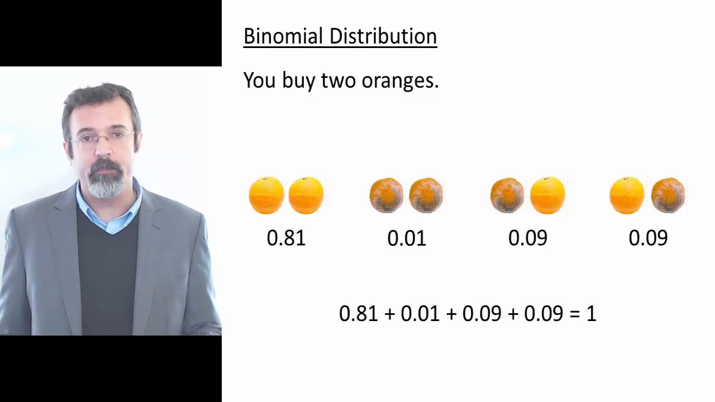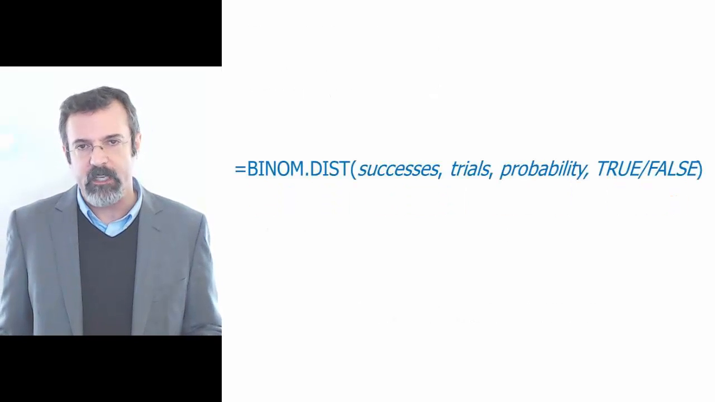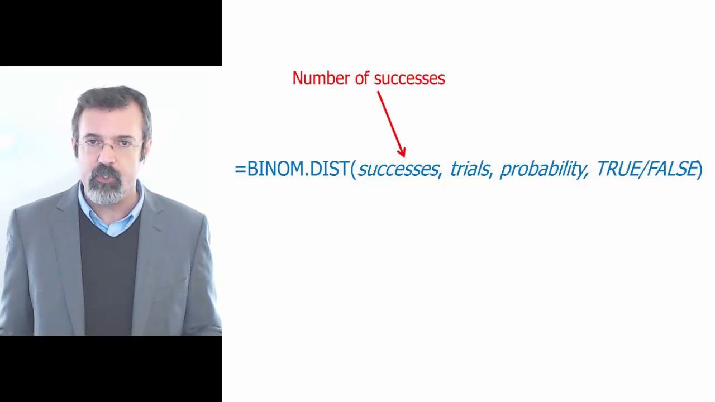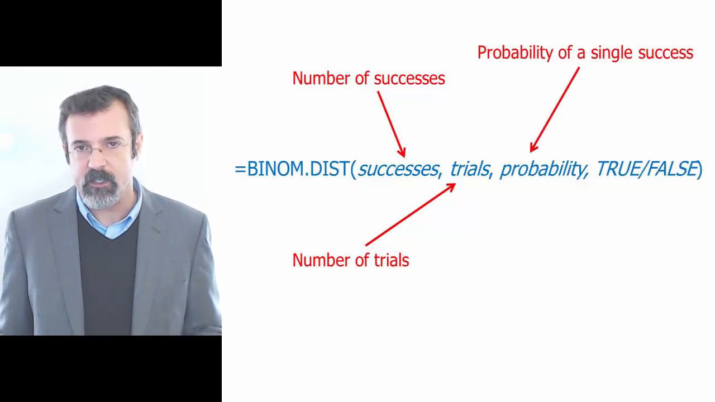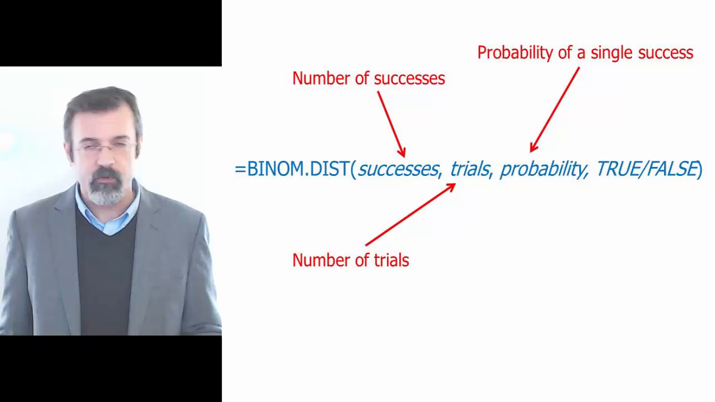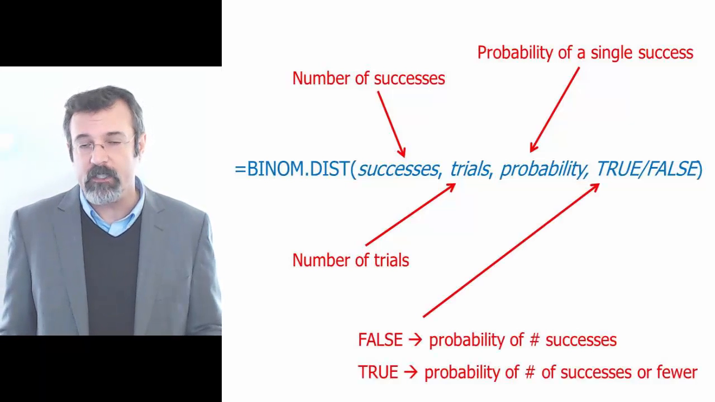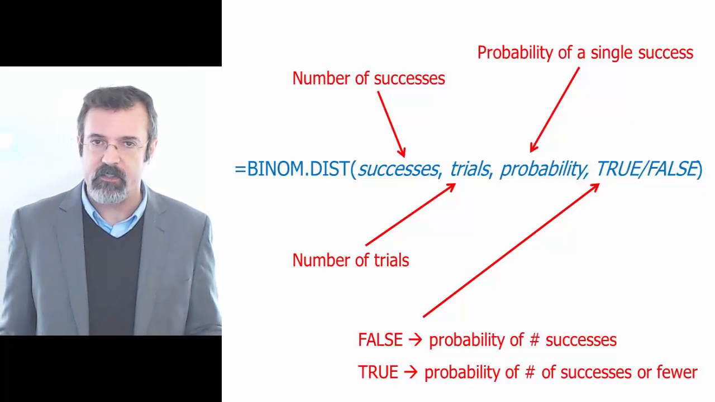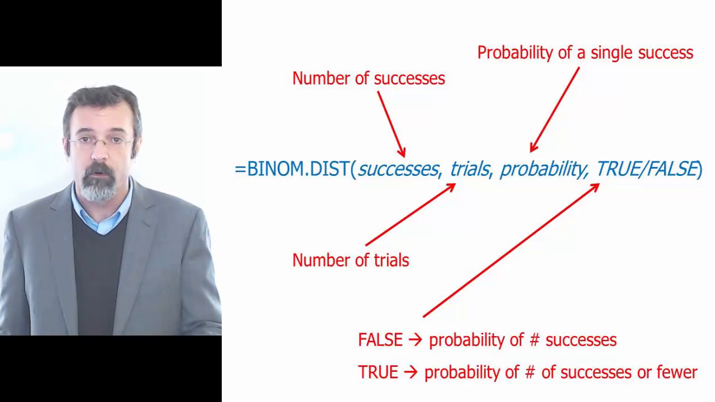To calculate probabilities using the binomial distribution in Excel, we use the function binom.dist. This function takes 4 arguments. The first is the number of successes you seek. The second is the number of trials. The third is the probability of a single success. And the fourth argument is either the word true or false. If you use the word false, the binom.dist function gives you the probability of exactly a certain number of successes occurring. If you use the word true, binom.dist gives you the probability of the number of successes or fewer occurring.